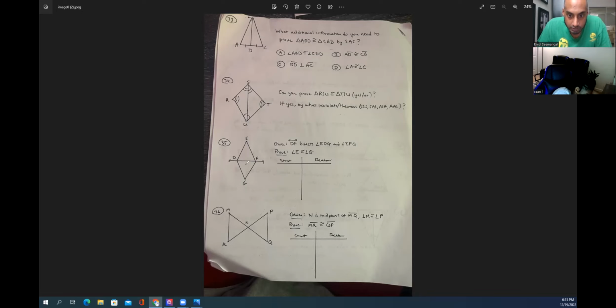Given N is the midpoint of MQ, okay, so that means this tick equals this. Those lengths are equal. N is the midpoint of MQ, and LM, where's LM? Oh no, angle M. So this angle right here equals this. Prove that MR is congruent to QP. Okay, so we've got an angle here, we've got a side here.